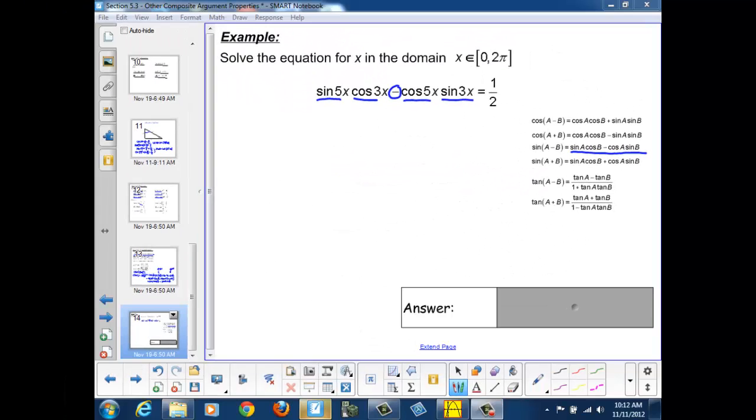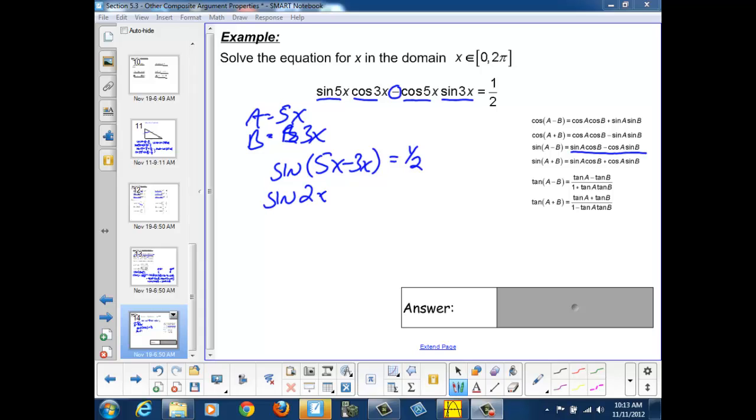So I could rewrite this expression using 5x as a and 3x as b. So this expression on the left could be rewritten as the sine of 5x minus 3x equal to 1/2. Well, 5x minus 3x is just 2x, so sine of 2x equals 1/2. And if I'm going to solve for x, I'm going to need to take the arc sine of both sides.